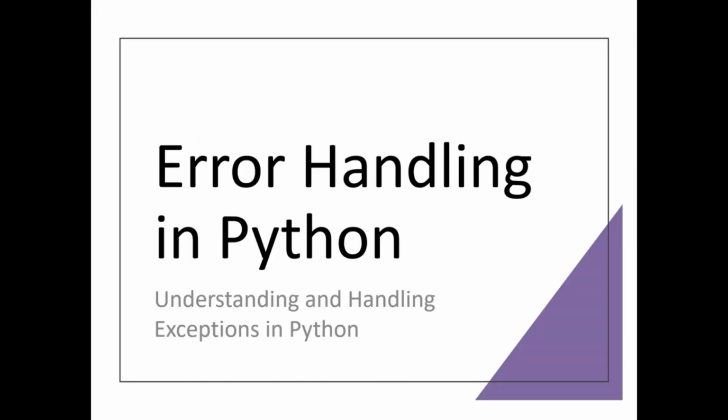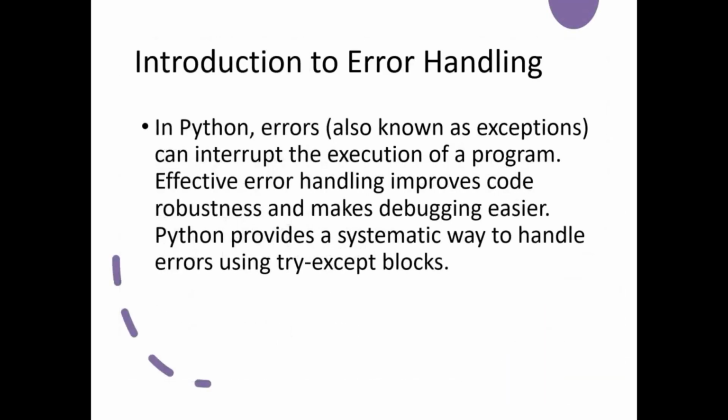Error handling in Python will guide you to understand and manage exceptions to make your code more reliable and robust. Let's start with the basics by understanding what an error is. In Python, errors are also known as exceptions, which can interrupt or stop the execution of a program. By using error handling, we can improve code robustness, meaning we give the code the ability to handle errors, which makes debugging easier and code reliable.